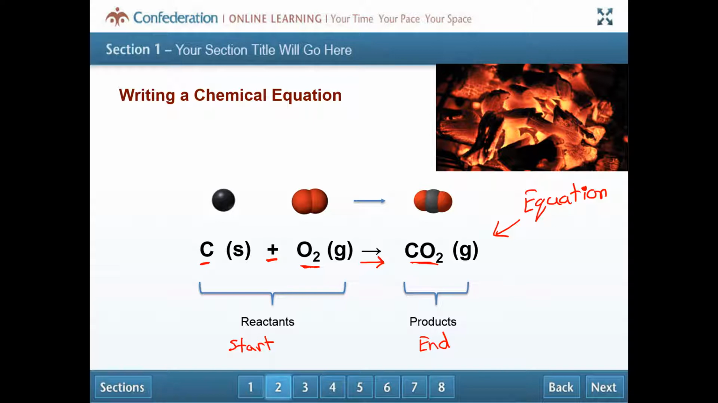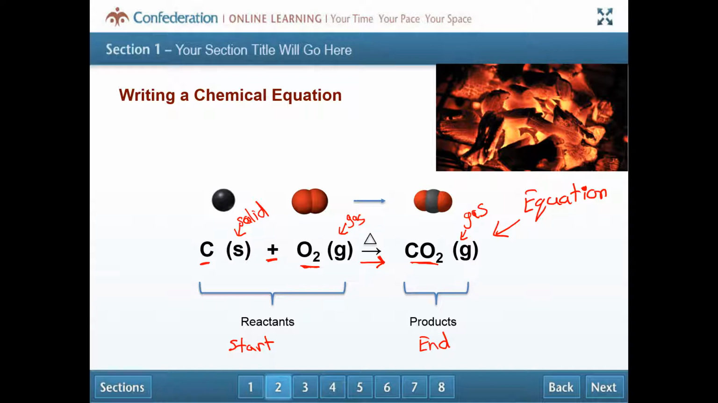So they would be written on the right. Then we put our arrow that says that this reaction has happened. And then you'll also notice these letters in brackets here. When we put brackets beside the formula for the compound or the element, that's saying what state it's in. So this is carbon, and it is a solid. So that S means solid. The G means gas. And then the next G beside the carbon dioxide is also gas. There are other symbols that you can use, and I'll show you that on the next slide.